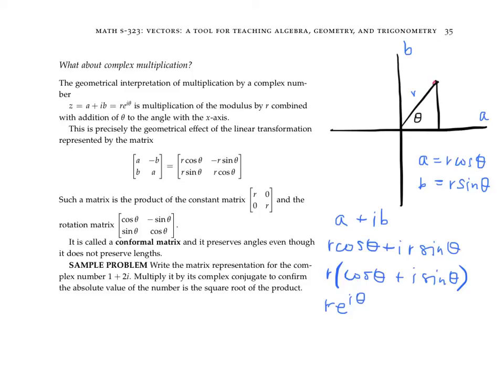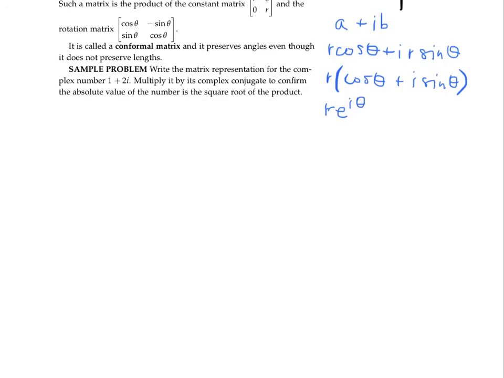Let's take a look at how useful these matrix representations of complex numbers can be. Our sample problem asks us to write the matrix representation for the complex number 1 plus 2i. We want to multiply it by its complex conjugate to confirm the absolute value of the number is the square root of the product. Because when we multiply something by its complex conjugate, we're going to get the square of its modulus.